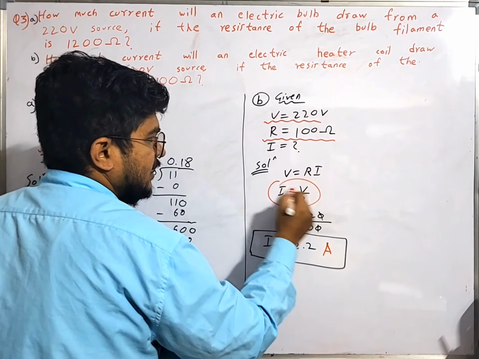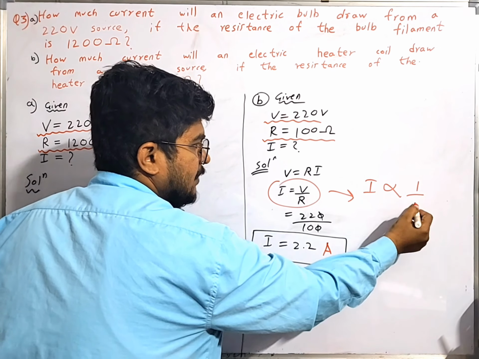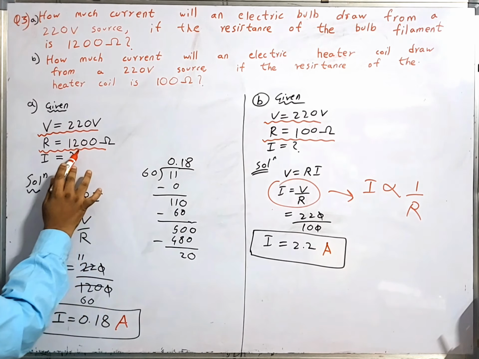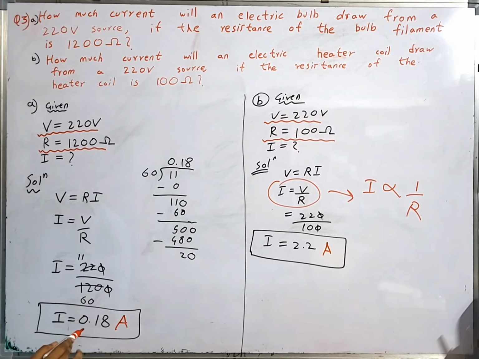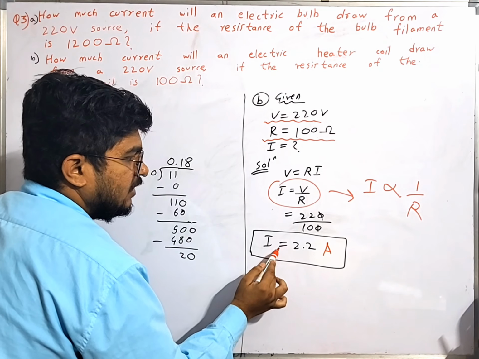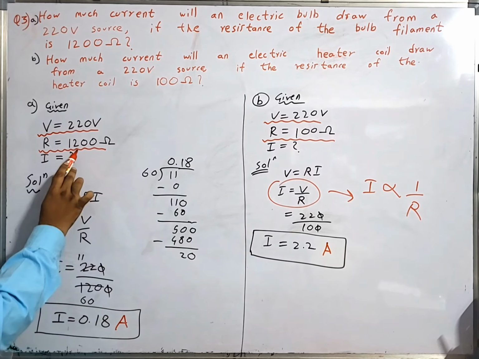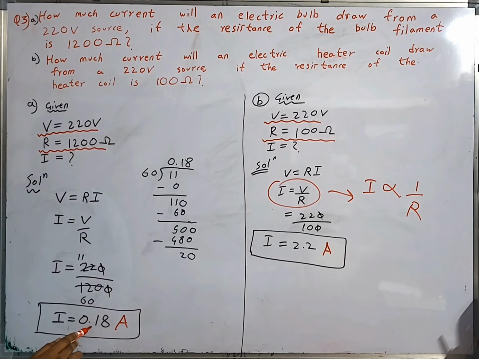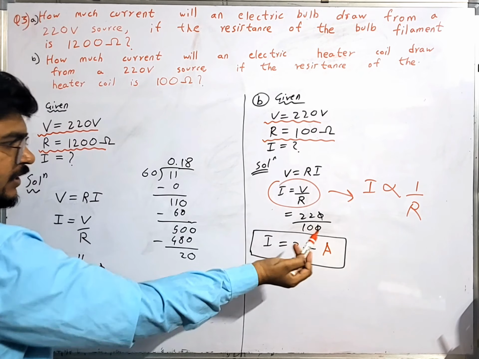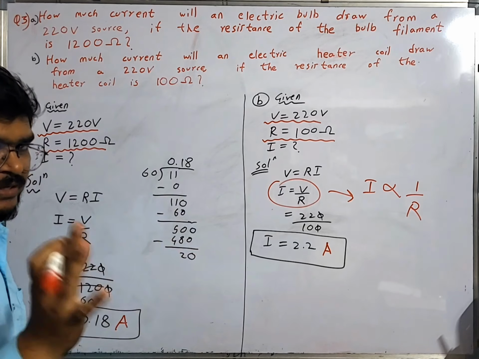That means current is inversely proportional to resistance. Whenever resistance is more, the current will be less, and if the resistance is less, the current will be more. If you compare both the values, here resistance is more, so current is less. Here resistance is less, so the current is more. Okay, if you do the comparison, of course. Understood?